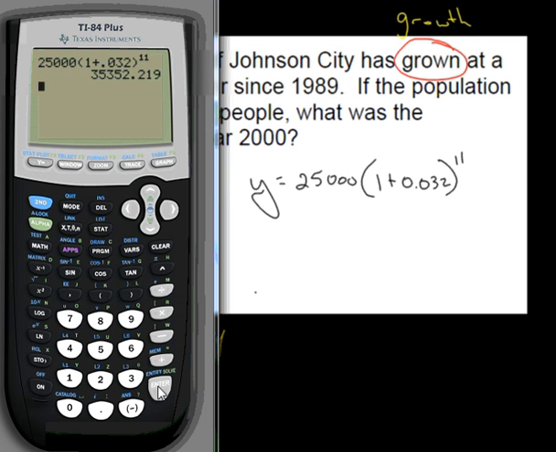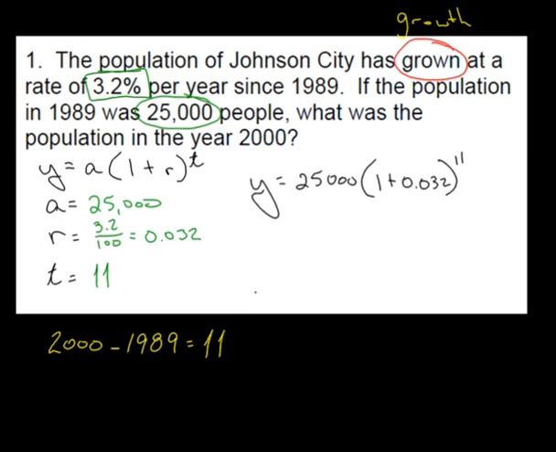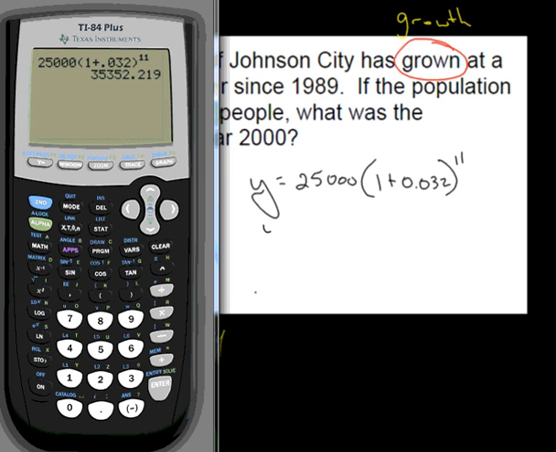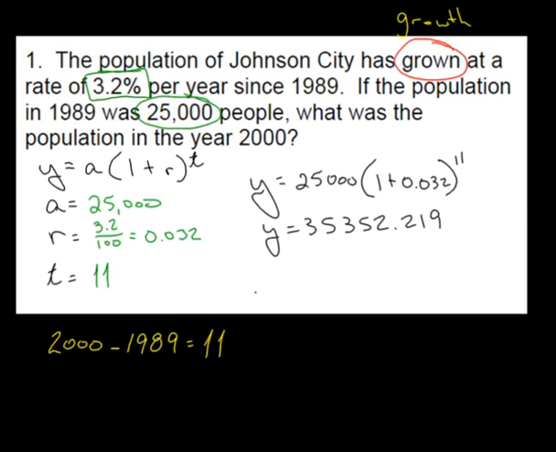And this gives me a value of y equals 35352.219. Now remember, we're talking about population and people, so we cannot have 0.219 of a person. So we round that up, so we would say our population would be 35,353 in the year 2000.